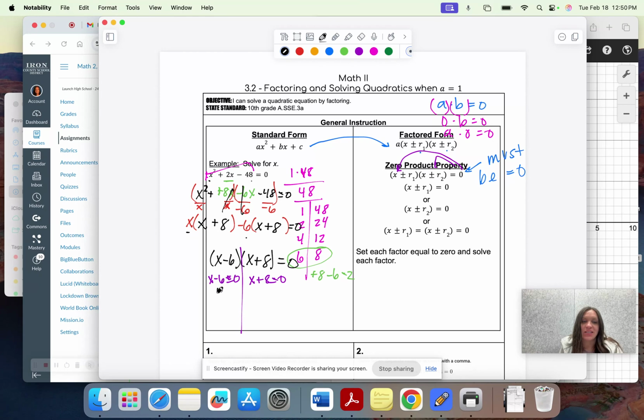To get x by itself, I add 6 on both sides, so x equals 6. On this one, to move the 8 to the other side, I subtract 8 on both sides. So x equals negative 8. And those are our two answers. So x equals, you're going to type it in usually with a comma, 6 comma negative 8. And that is how you solve by factoring.